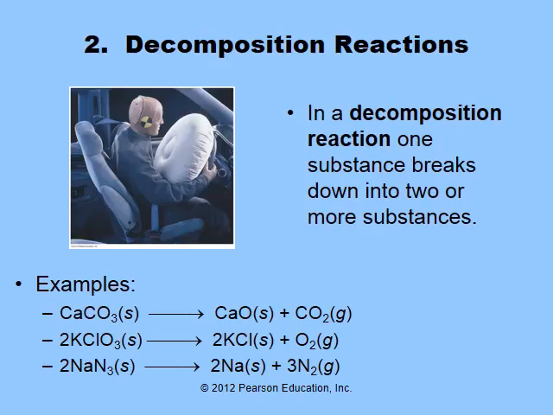The second type of reaction is called a decomposition reaction. Basically, you have a compound, you break it down into more than one substance. Calcium carbonate solid, when you heat it, breaks down into calcium oxide and carbon dioxide. Potassium chlorate, when you heat that compound, it breaks down into potassium chloride and oxygen. Similarly, NaN3 breaks down into sodium and nitrogen. So basically, in a decomposition reaction, one substance breaks down into two or more substances.